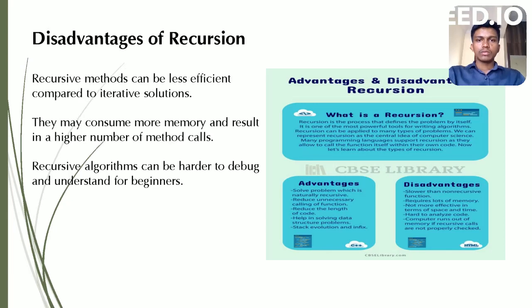Disadvantages of recursion. Recursive methods can be less efficient compared to iterative solutions. They may consume more memory and result in a higher number of method calls. Recursive algorithms can be harder to debug and understand for beginners. Recursive functions rely on the call stack, and deep or infinite recursion can lead to a stack overflow, causing the program to crash. This is a potential concern, especially when dealing with larger datasets.